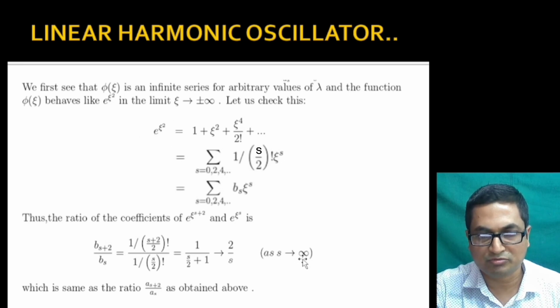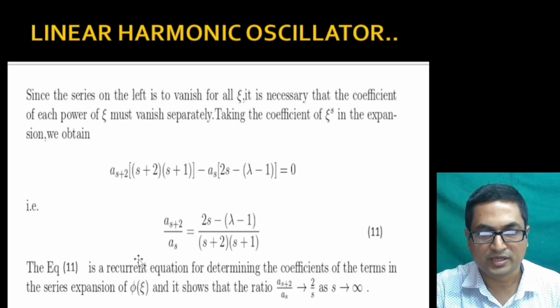Now if you put s tends to infinity, the term s by 2 will be very large compared to 1, and 1 will be neglected, and this becomes 2 by s. Now b_(s+2) by b_s is similar to a_(s+2) by a_s, as we have already pointed out.